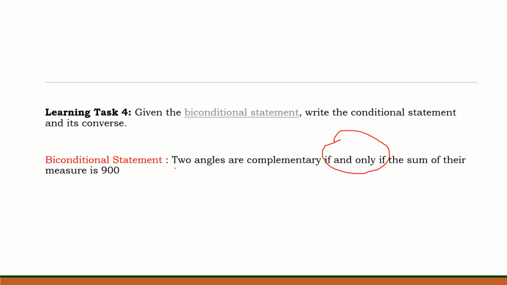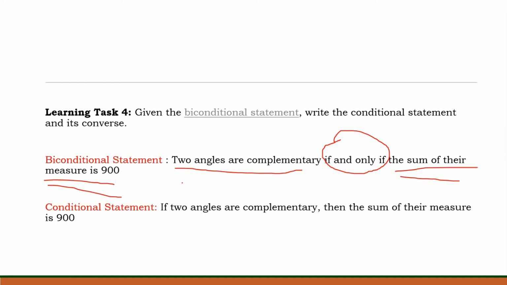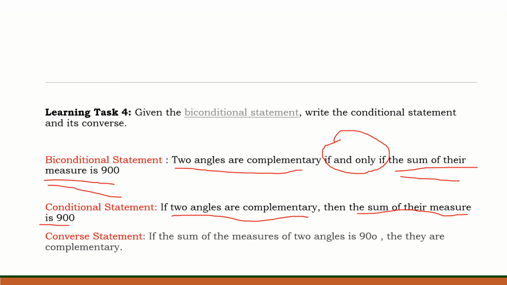So, ito yung ating hypothesis dyan. Then, ito yung conclusion. Okay, lalagyan lang natin ng if and then. So, if two angles are complementary, yun yung ating hypothesis, ating conclusion, then the sum of their measure is 90°. Okay, then the converse, babalik rin lang yung hypothesis and conclusion. If the sum of the measures of two angles is 90°, then they are complementary.